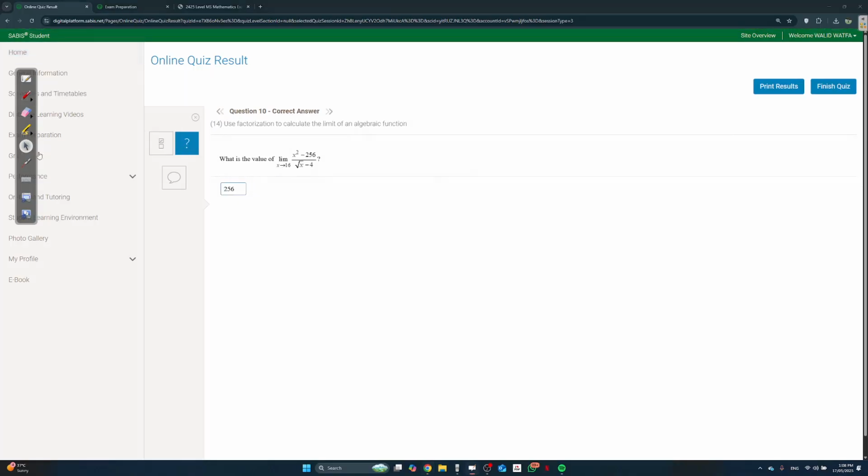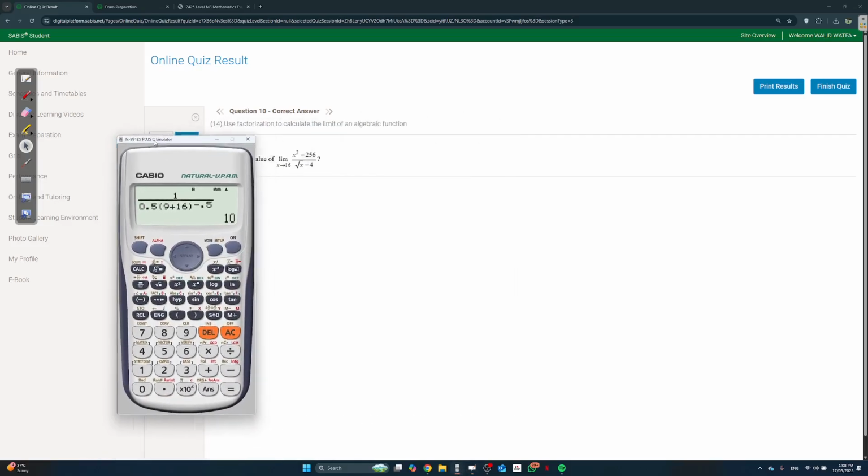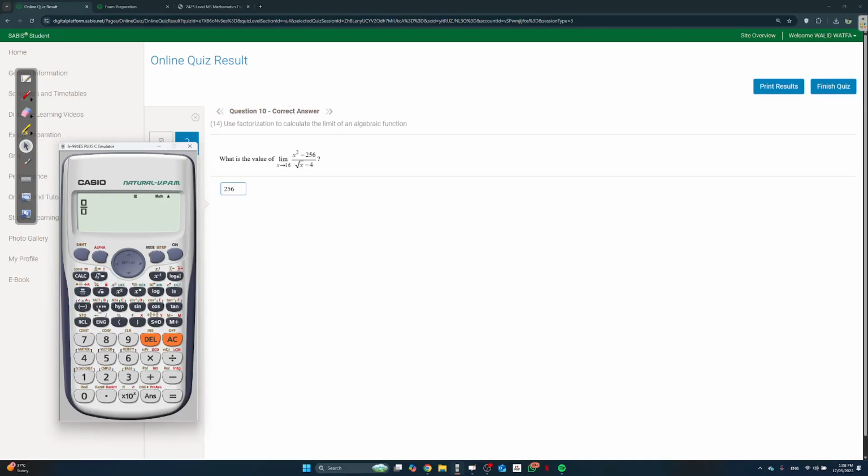What is the value of x squared minus 256 over root x minus 4 as x approaches 16? I'm pretty sure if you substitute 16, you're going to get 0 over 0, right? So 16 squared minus 256 over 4 minus 4, because root 16 is just 4. Yeah, you get 0 over 0. What do we do when you get 0 over 0?